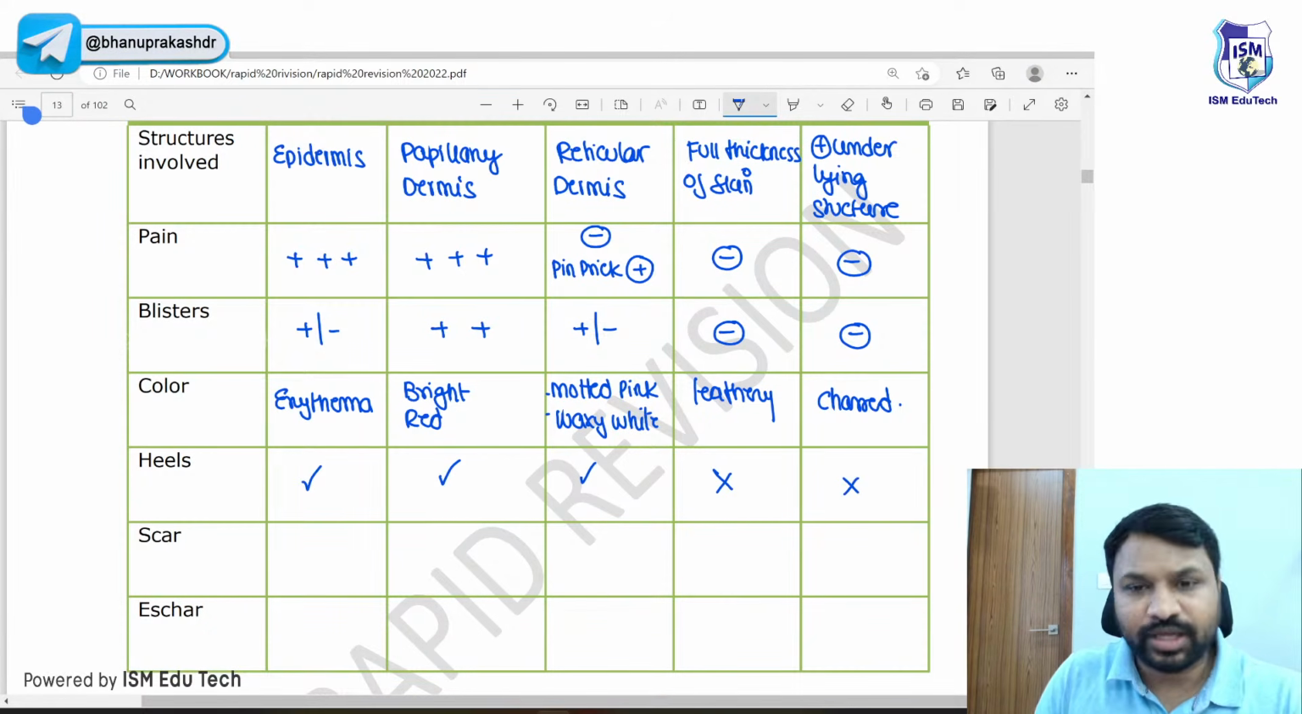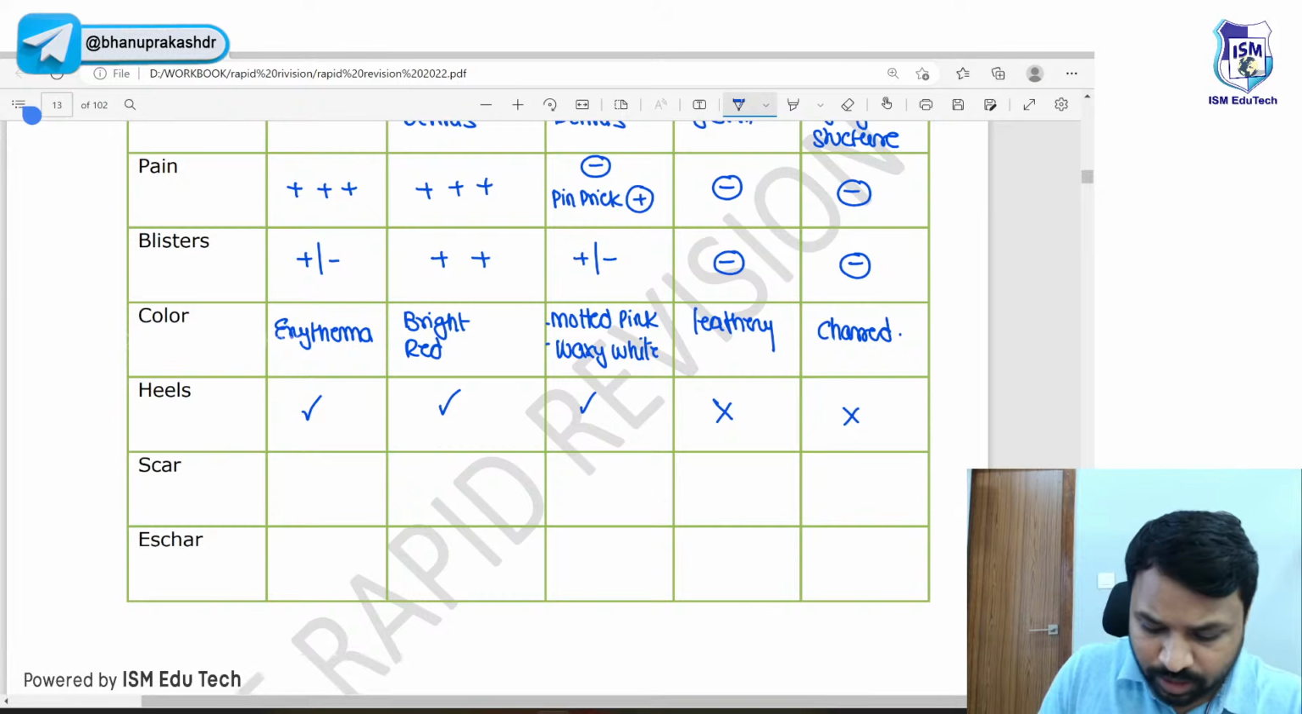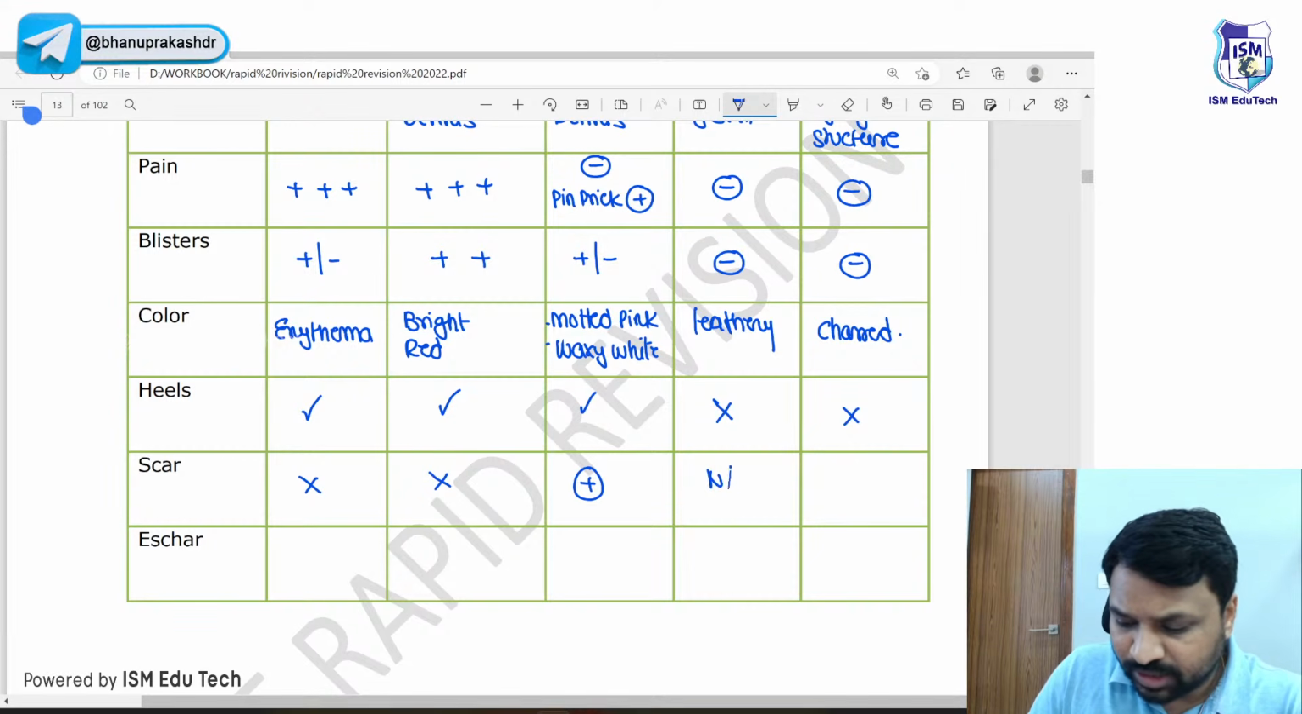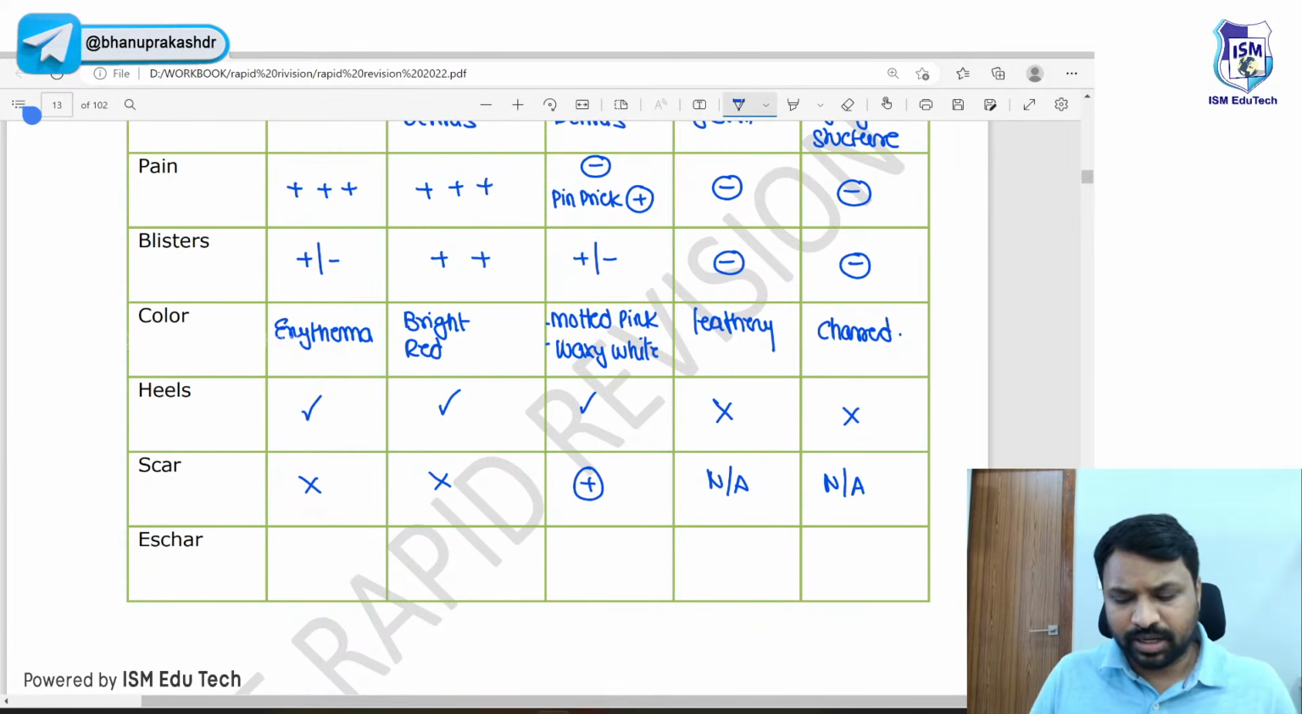Now all these three will heal. The third degree, fourth degree will never heal. There will be no scar here. The scar will be left. Now the third and the fourth degree cannot heal, so we cannot say the scars are even applicable here, right?